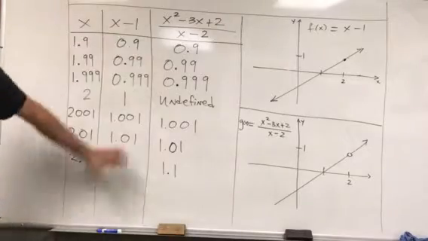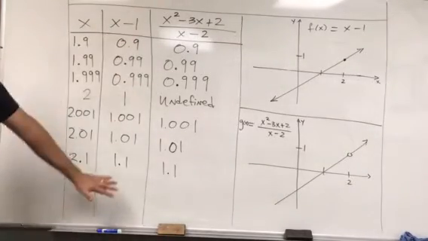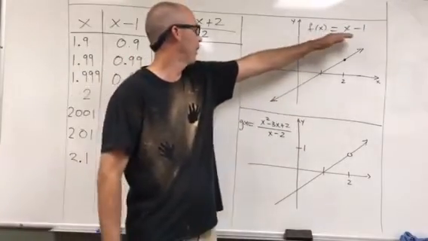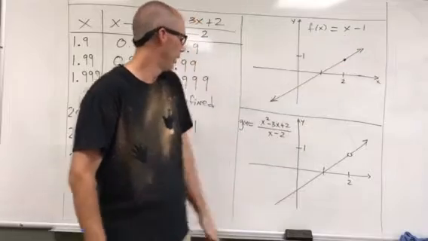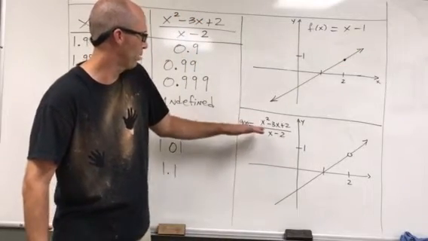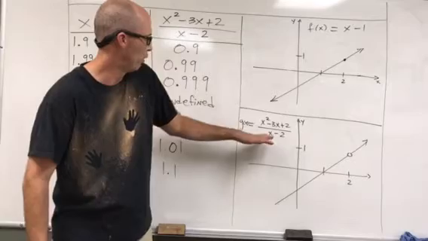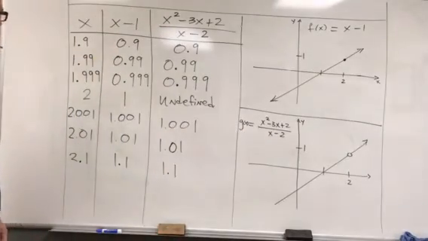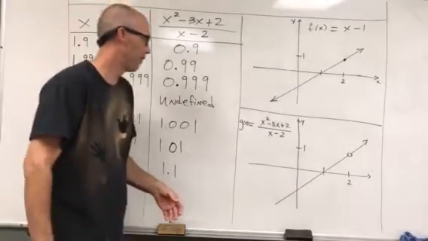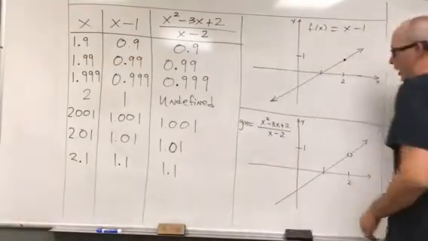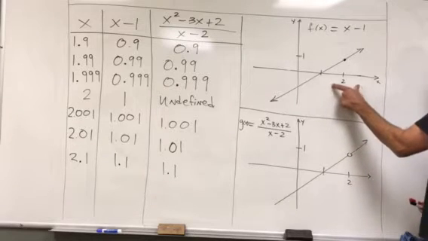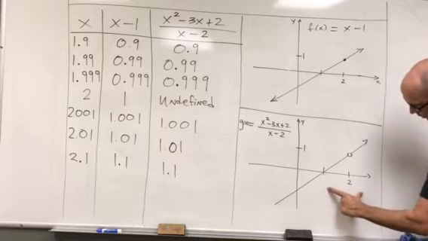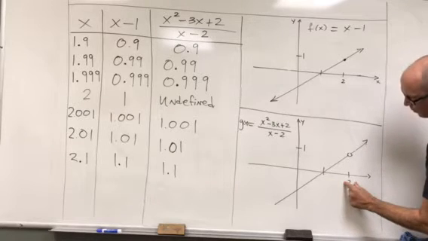All right, you see that we have some function data here, and we have two graphs. We have the graph of f of x equals x minus 1. We have the graph of g of x equals x squared minus 3x plus 2 over x minus 2. All right, so now what we're going to do is investigate what happens as x approaches 2. What happens to f of x as x approaches 2? What happens to g of x as x approaches 2?